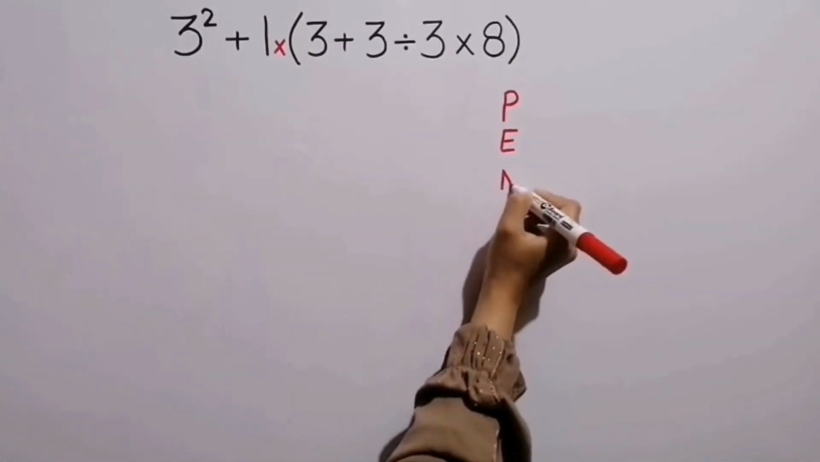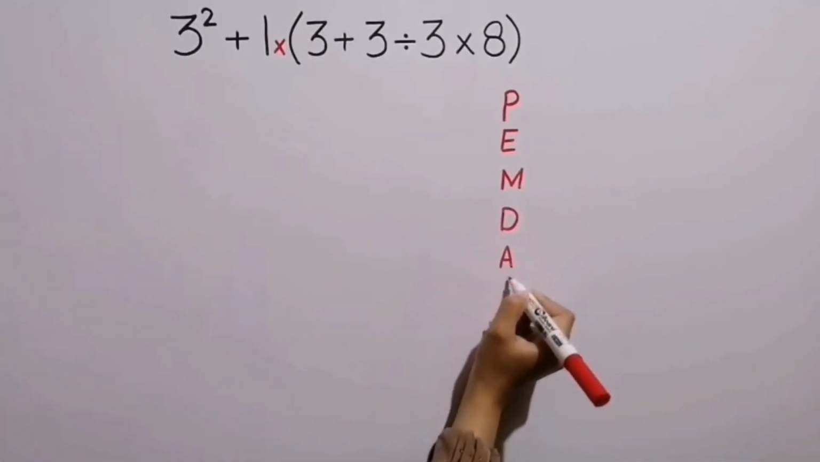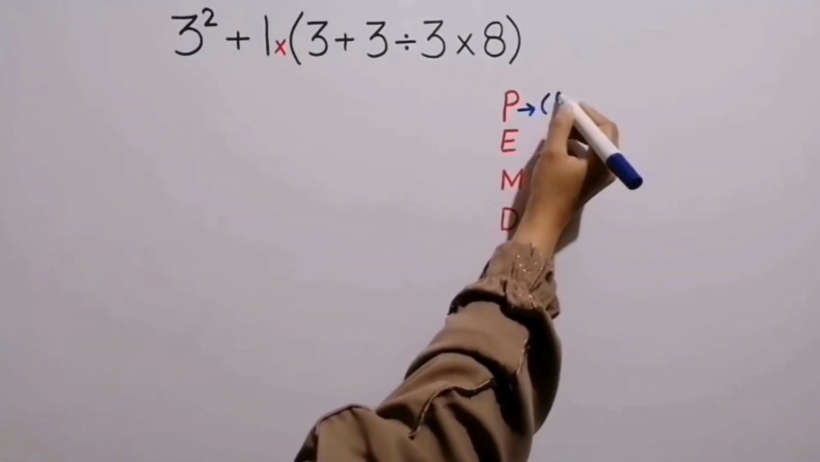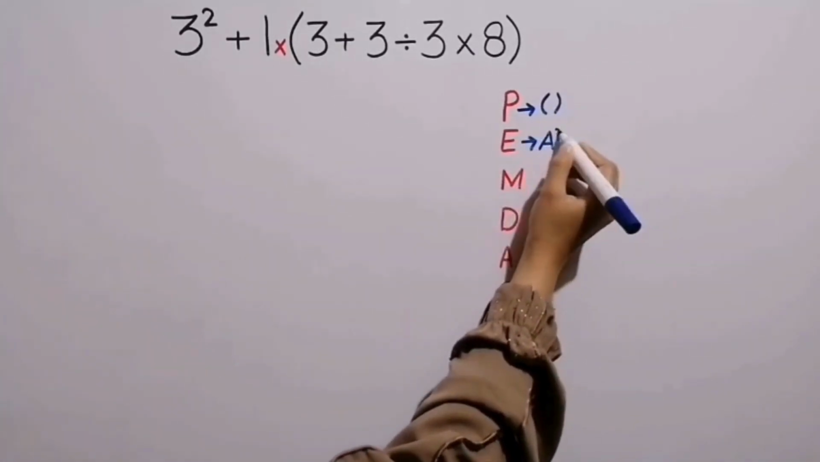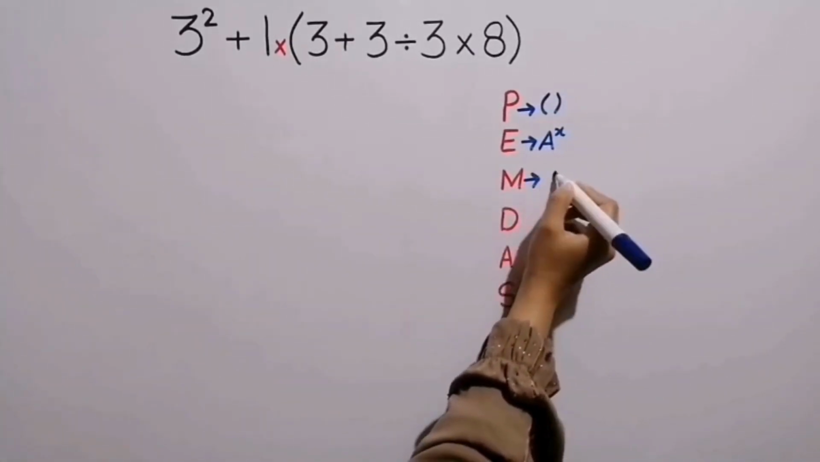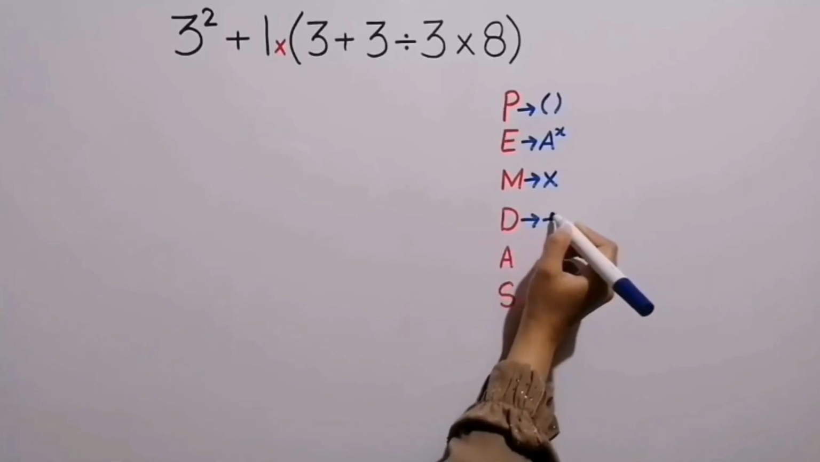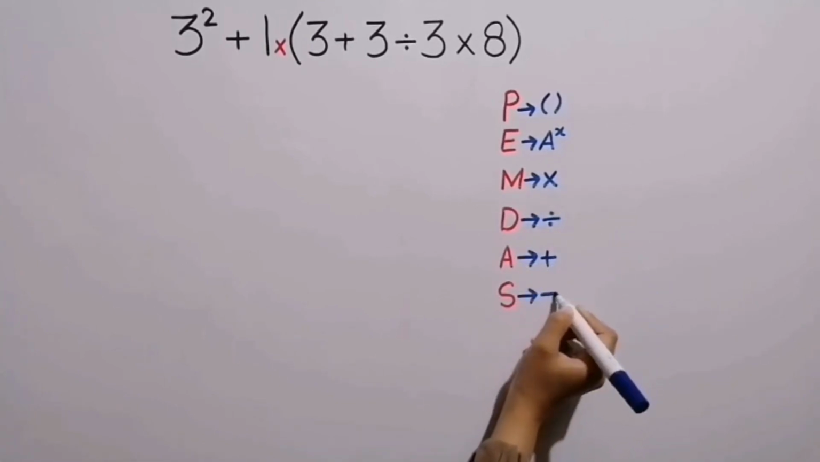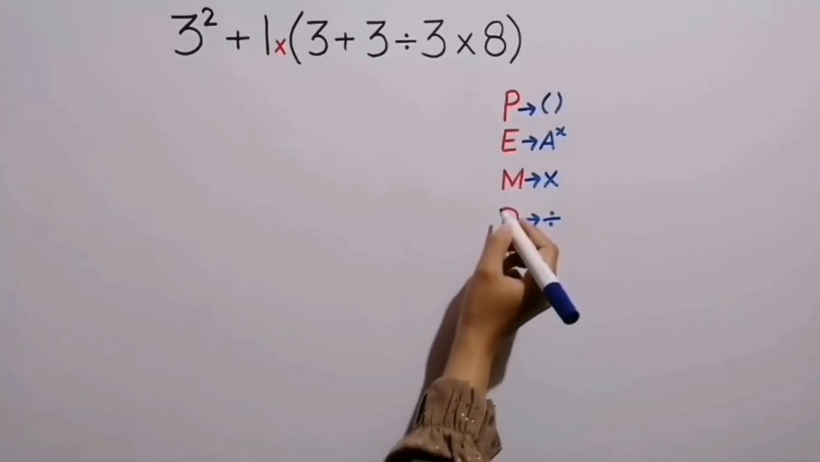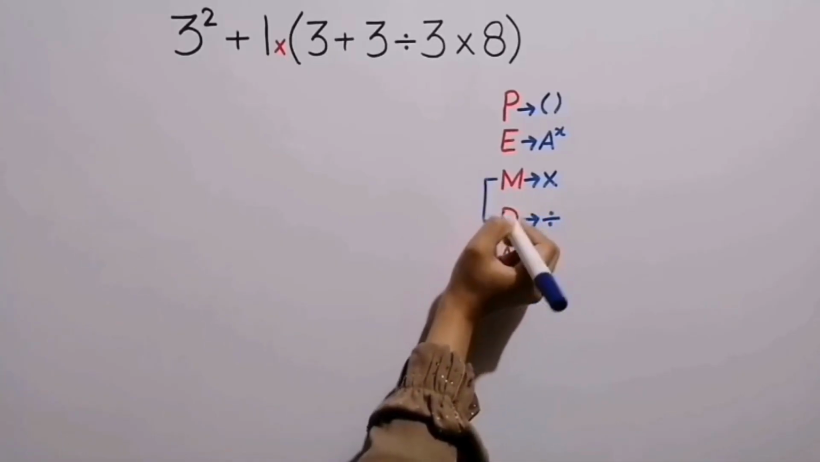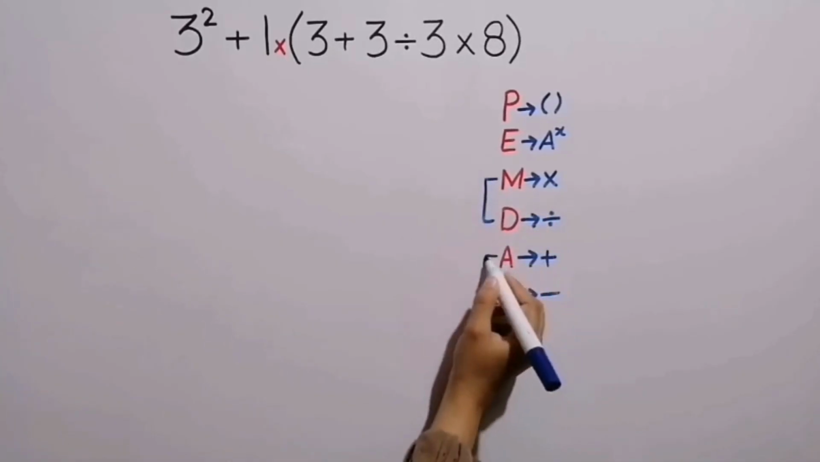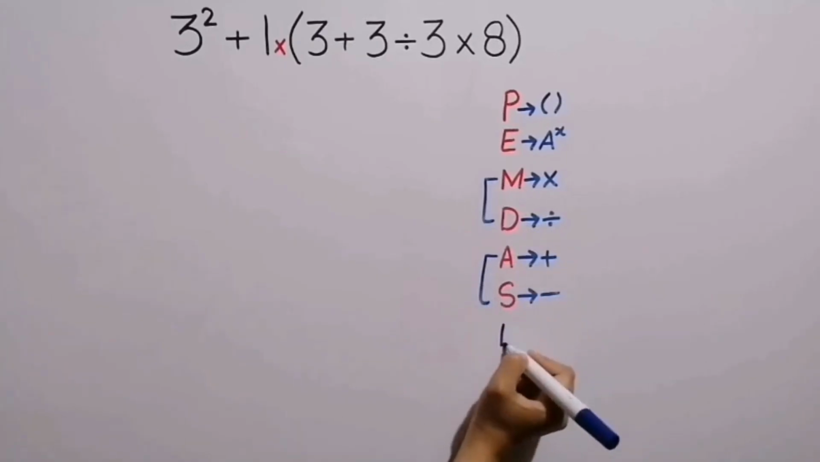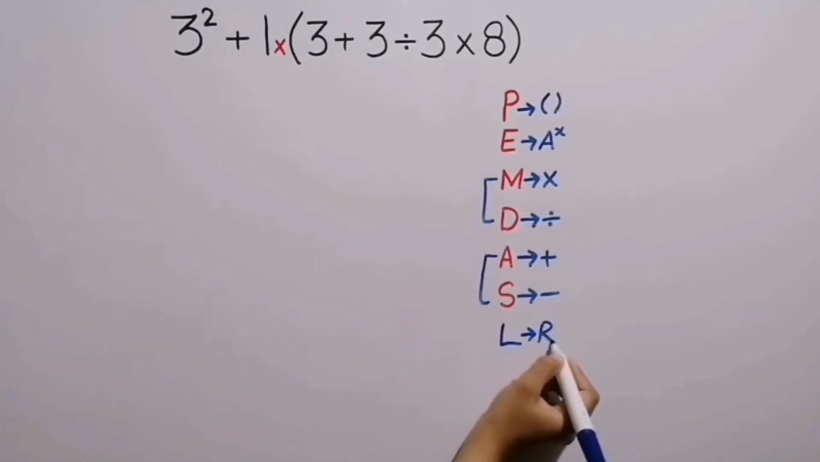PEMDAS shows the priority of mathematical operations. In this rule, P stands for parentheses, E stands for exponent, M stands for multiplication, D stands for division, A stands for addition, and S stands for subtraction. Multiplication and division have the same level of priority. Also, addition and subtraction have the same level of priority. When we have both in an expression, we start from the left and simplify the question.